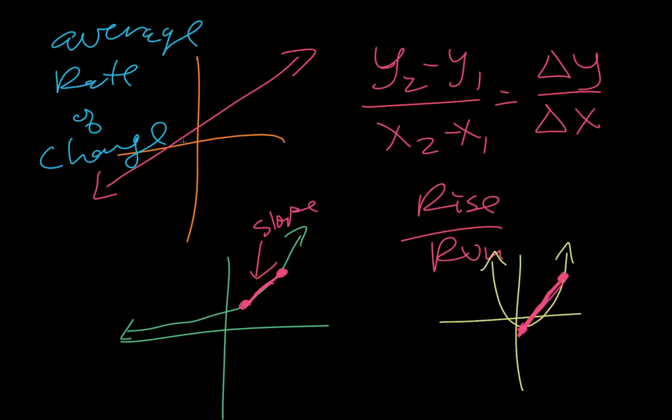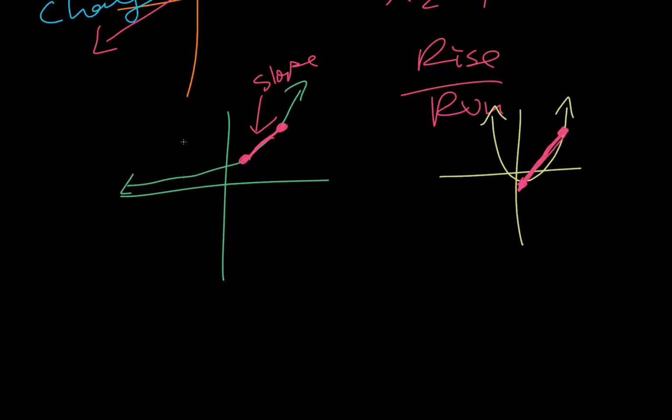So we have average rate of change, which is just like slope. I think if you just think of it as slope, it's not going to be too bad. So let's try a problem.